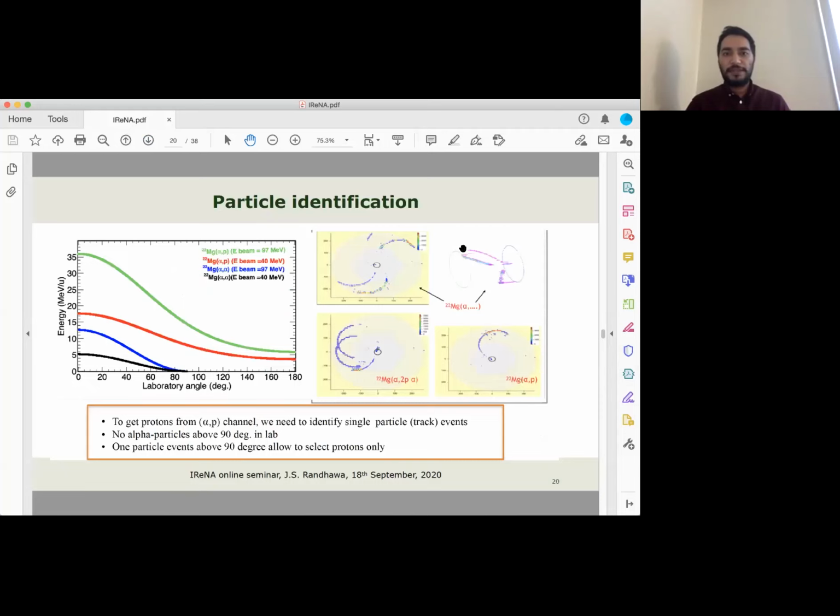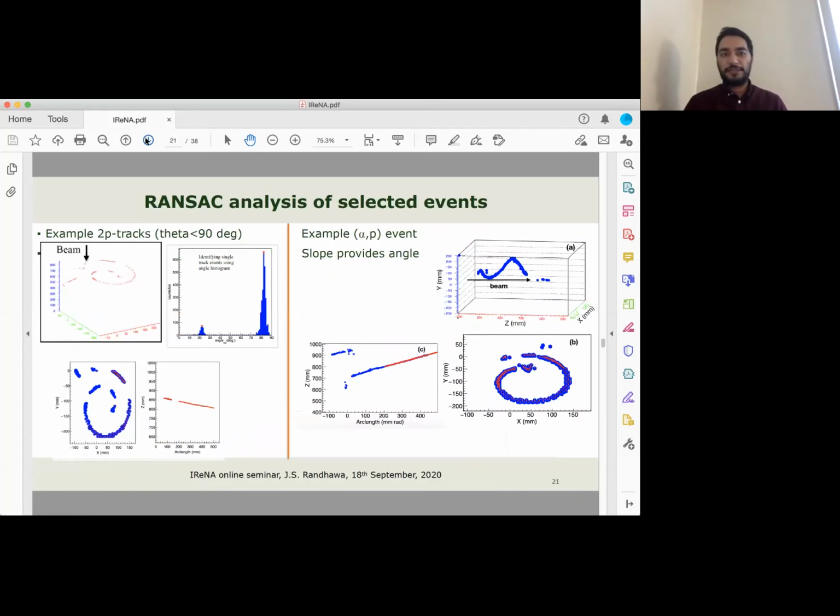So these are different types of particles or events which we see. For example, this is some kind of fusion evaporation on carbon and oxygen, where you can see the multi-particles, and this is alpha-2p and then on alpha also. What we are interested in is this type of event, which is 22Mg(α,p). One way to do it: if we look at the kinematics, only the protons are backscattered. So we looked at the events which are single events and they are backscattered.